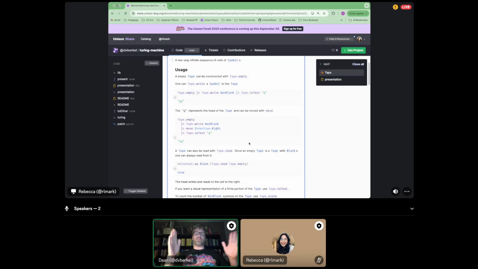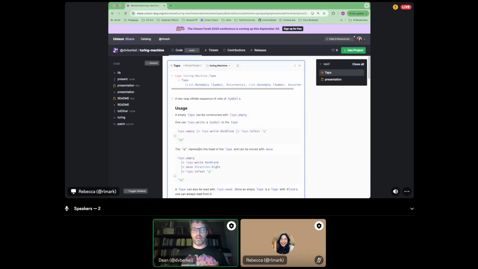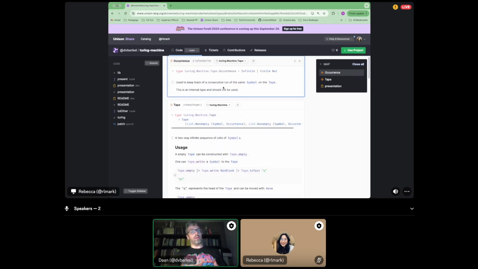And the reason that you only see a finite portion of the tape is that representing infinite amounts of sequence is hard. But if you look at the definition, so Rebecca, if you could scroll a little bit up and unfold the entire definition, you will see actually that a tape is a non-empty list of a pair of symbols and occurrences. And the occurrences, if you go to the definition, can be either infinite or finite. And that way you can represent the tape in its entirety without running out of memory. Okay, so that's the tape.